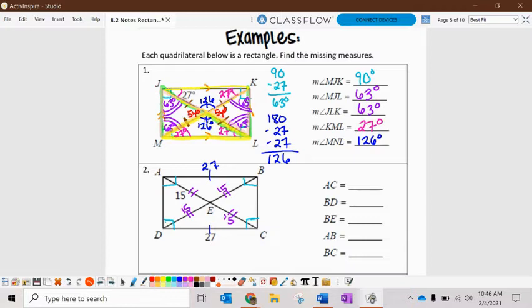And so let's see what they want to know and what we have already. So they want the measure of AC. Well, AC is just this whole diagonal, and it's just made up of those 2 little parts. So 15 plus 15 is 30 for that whole diagonal. Okay, so that'll be 30. They want the measure of BD. That's just the other diagonal. It's also 15 plus 15, or 30. The measure of BE is just one of those little pieces. We said all 4 of those little pieces are 15 because they get split in 4 equal parts. The measure of AB at the top, we already figured out that that was 27.